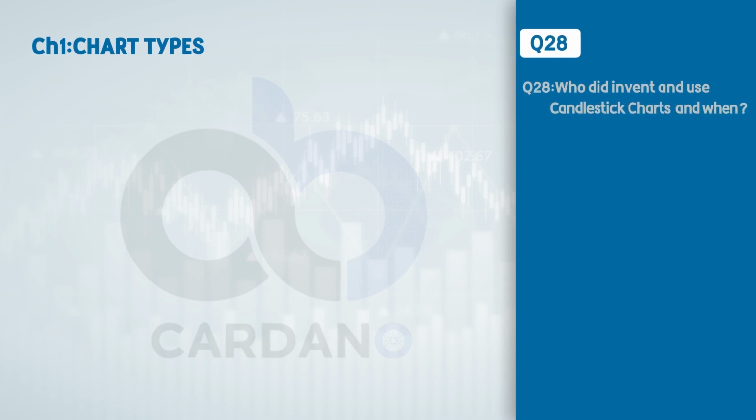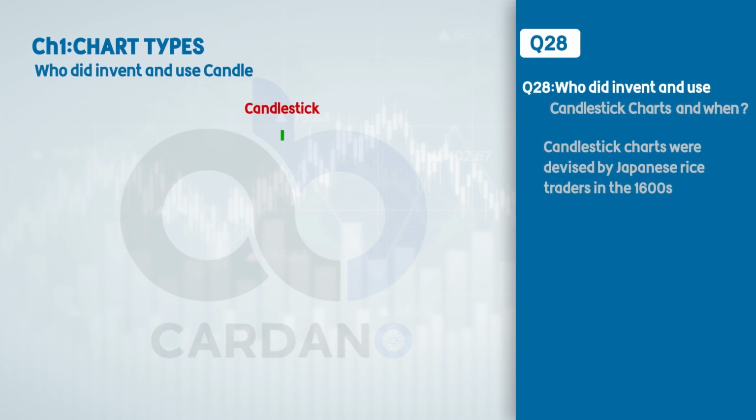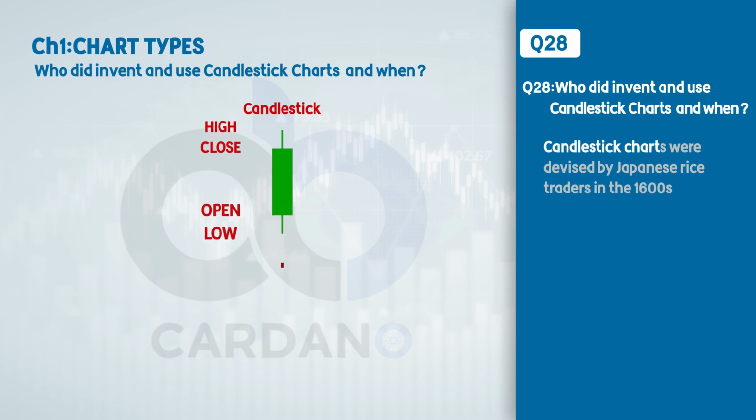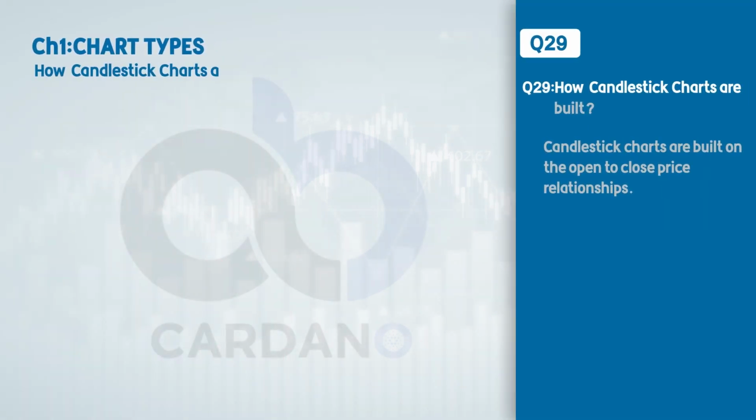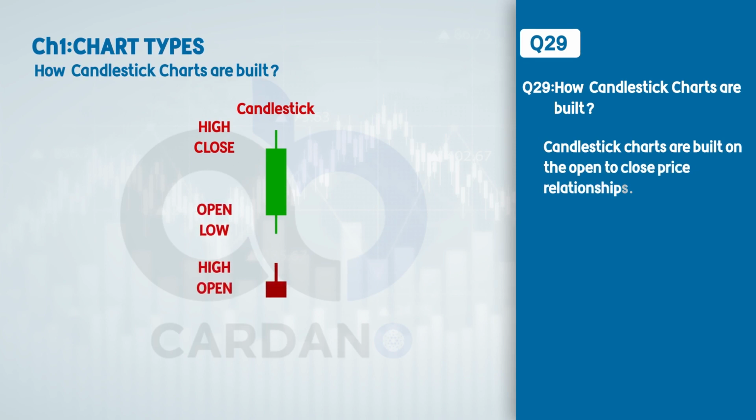Question number 28. Who invented and used candlestick charts and when? The answer is, candlestick charts were devised by Japanese rice traders in the 1600s. Question number 29. How are candlestick charts built? The answer is, candlestick charts are built on the open to close price relationships.